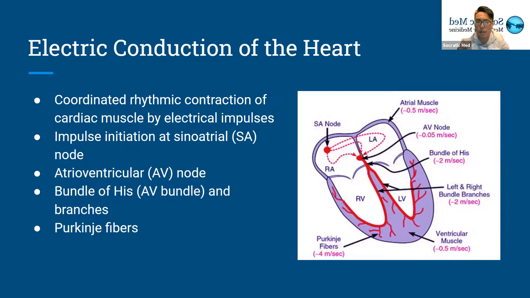So the electric conduction of the heart happens on both sides of the heart simultaneously. Each ventricle will pump out blood at the same time. And this has to be a coordinated contraction, or else your heart will not pump regularly. Any questions on this part? So this part, you'll need to know the way it propagates from the SA node to the AV node, then the bundle of His, and then the Purkinje fibers. Everyone understand this part?